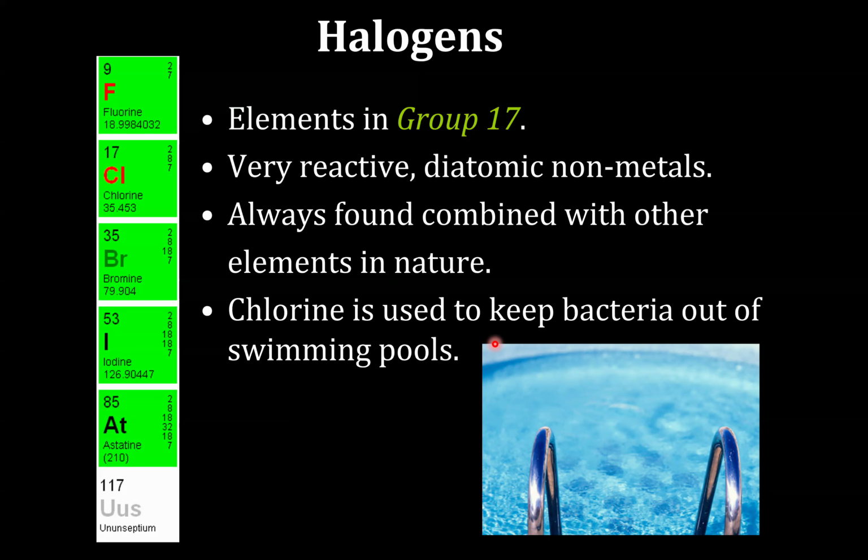People use chlorine to kill the bacteria in swimming pools. So when bacteria see chlorine, they are dead. Okay, that's group 17. We call that halogens.